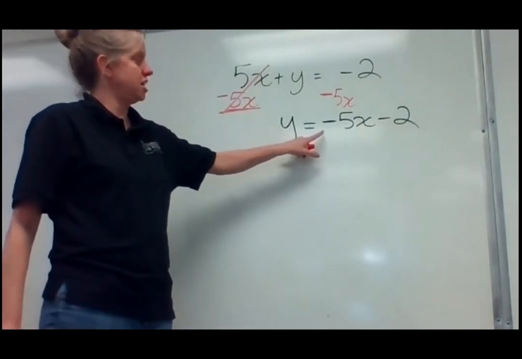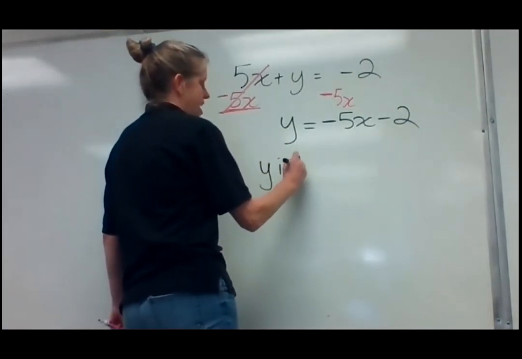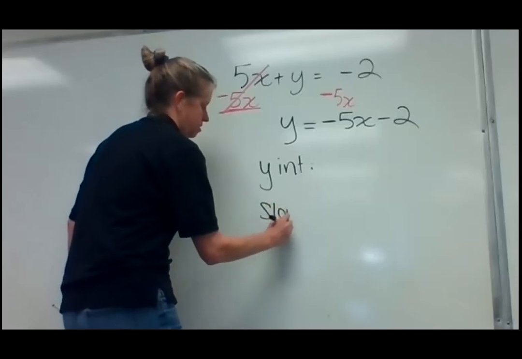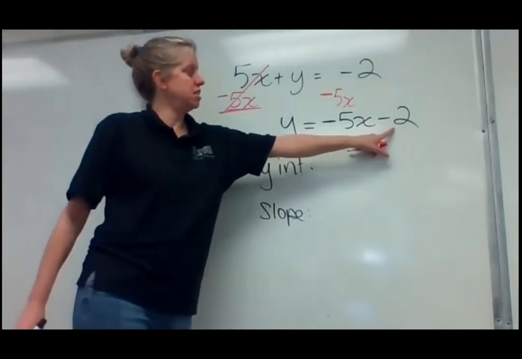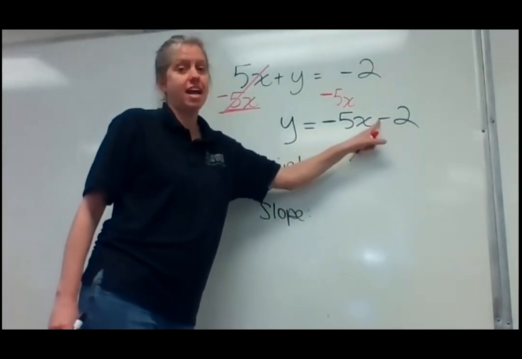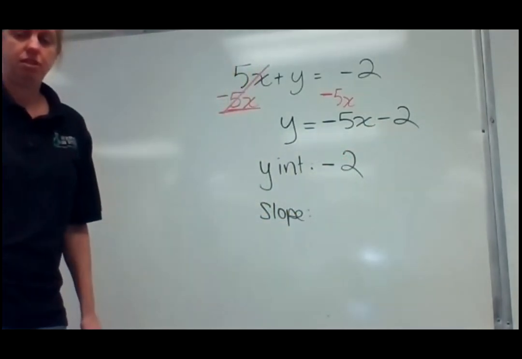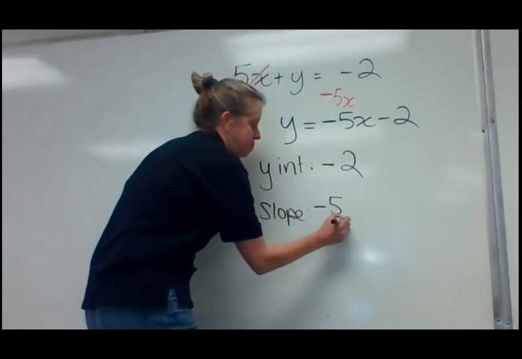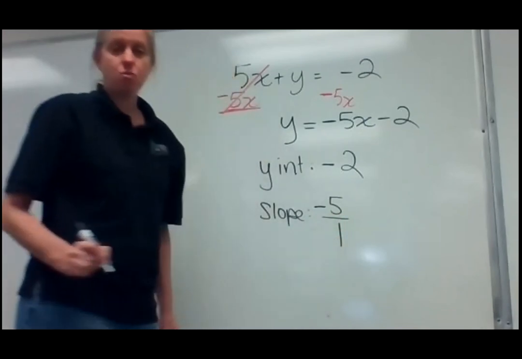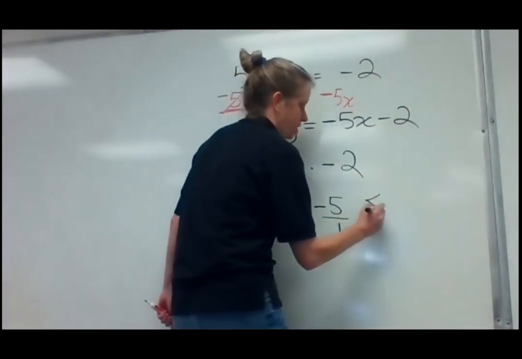So now my equation is in slope-intercept form. So now I can pick out the y-intercept and the slope. The y-intercept is the number not hooked onto x. Be careful, it's a negative this time. So the y-intercept is negative 2. And the slope is the number hooked onto x, and it's negative 5. But remember, you need a rise and a run. So put that negative 5 over 1, and then graph it.